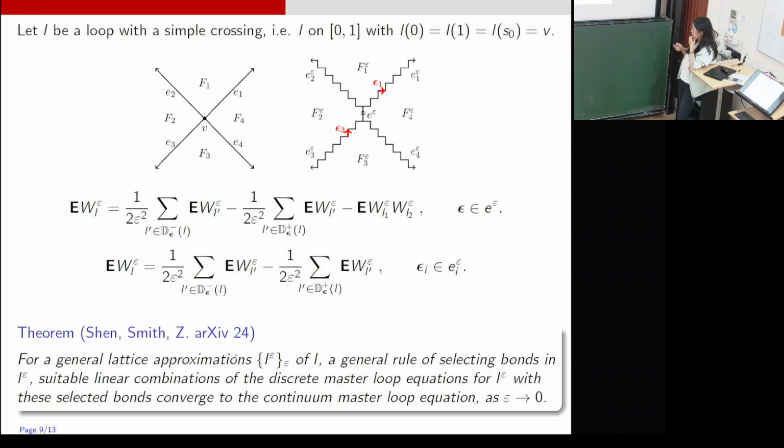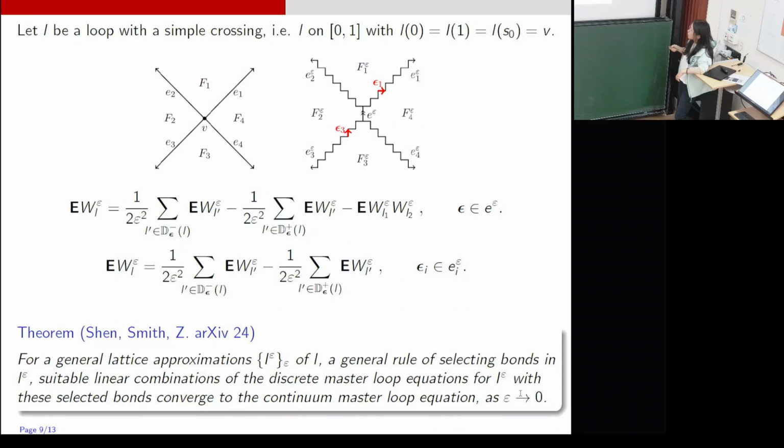our main result is, if we consider the general lattice approximation to this loop with a simple crossing, then we have a general rule to select the bonds in this lattice approximation such that some suitable linear combinations of these discrete master loop equations will converge to this continuum one. So this is our main result for these master loop equations. And now I want to give some ideas of how we prove this kind of result.